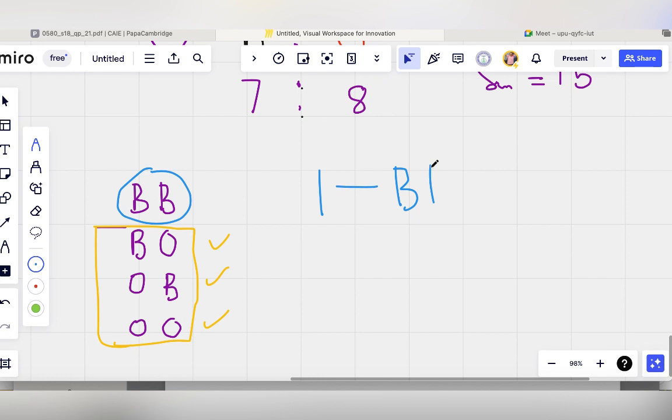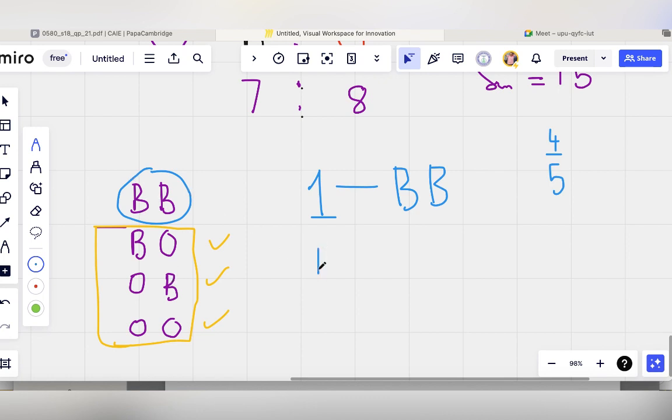Another way is to say, if the probability of success is 4 over 5, and they ask you what's the probability of failure, it's just 1 minus the probability of success. So the probability of choosing both of them black negates the probability of either of them being orange, so the probability of at least one orange is 1 minus the probability of both of them being black. Okay, I hope this makes sense. You can either do all of this, we can try both options, or you just do the quick one.